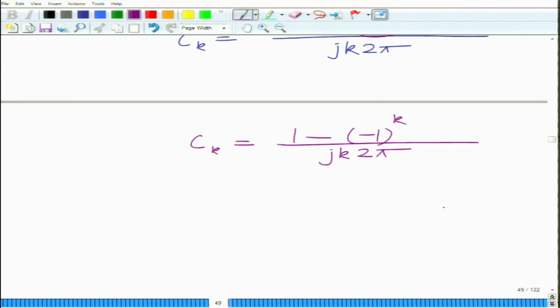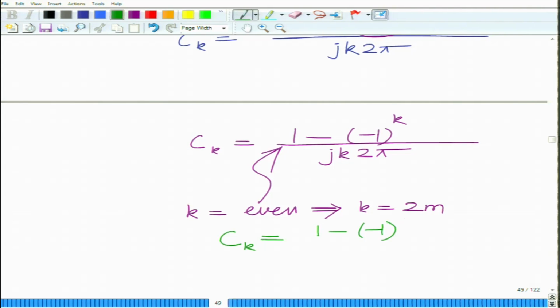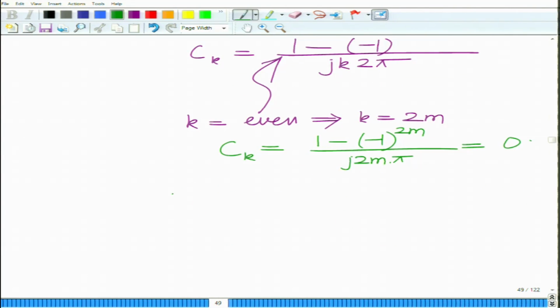Now you can observe that if k is even, that is k equal to 2m, then Ck equals (1 minus (minus 1) to the power of 2m) over j into 2m pi. Now (minus 1) raised to the 2m is 1, so this is simply 0. So, Ck is 0 if k is even.